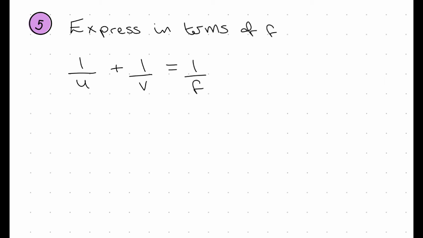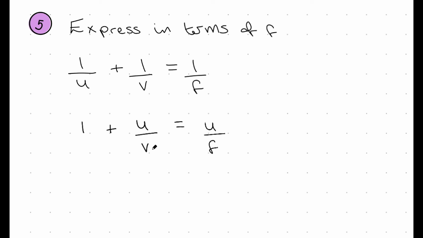Finally, for the fifth question on this revision sheet, we were asked to express in terms of f, so it's just manipulating it in such a way that we get f on its own. The first thing I would do here is start to get rid of those fractions. So I'm going to say, how would I go from having 1 divided by u to not having any division by u? Well, I'd have to multiply everything through by u, and then I would have 1 plus u all over v is equal to u all over f.